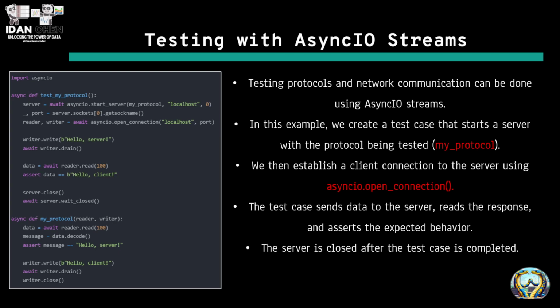In the test myProtocol, we open the server on localhost on port 0. We get the socket name and then we create a connection and get the reader and the writer. After we open the connection, we write to the writer "hello server", drain using the writer, and then check if the data is equal to the myProtocol response.